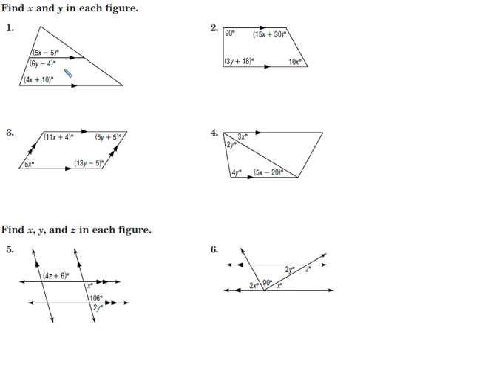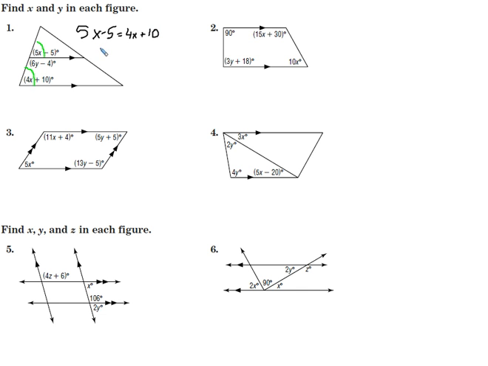For number 1, we can set this angle and this angle equal to each other. We know they're equal because they're corresponding angles, and think of this as a transversal cutting through 2 parallel lines. Alright, so let's set 5x minus 5 equal to 4x plus 10. And we can solve this for x pretty easy.